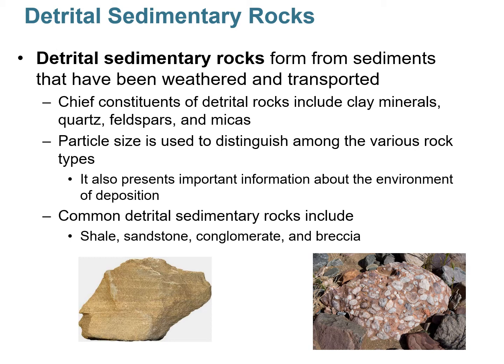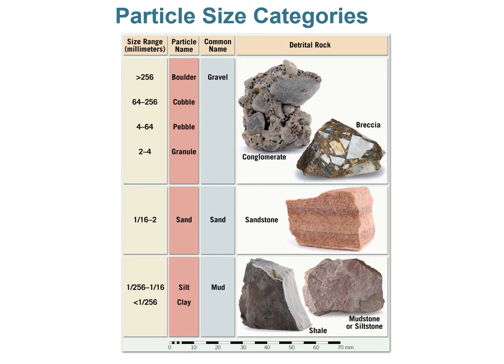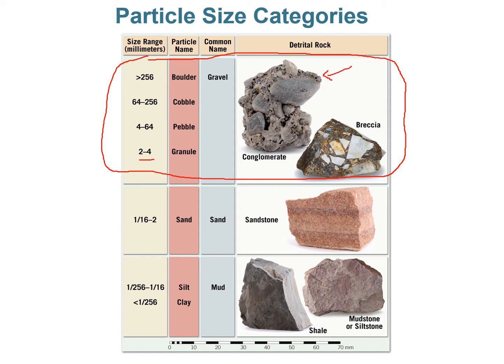And so the common detrital sedimentary rocks include shale, sandstone, which is pictured right here, conglomerate, which is this one right here, and breccia. So this is how you categorize detrital sedimentary rock. It's based on particle size. These right here are the detrital sedimentary rocks with the largest particle size. They have particles that are greater than 2 to 4 millimeters in diameter. That includes granules, pebbles, cobbles, and boulders. We have a conglomerate and we have a breccia.